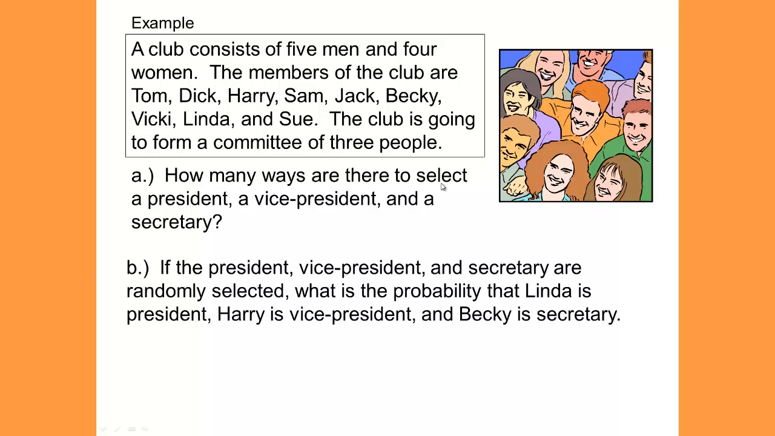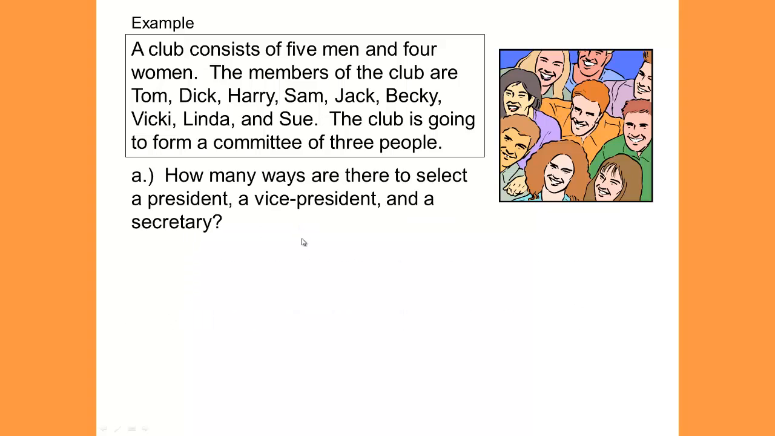How many ways are there to select a president and a vice president and a secretary? Well, in this case, that right there tells us that they're job titles. And because we're picking with job titles, repetitions are not allowed and order is important. So we have a permutation, and from the 9 we have 9 pick 3, which would be 504 ways to pick 3 people from the 9.